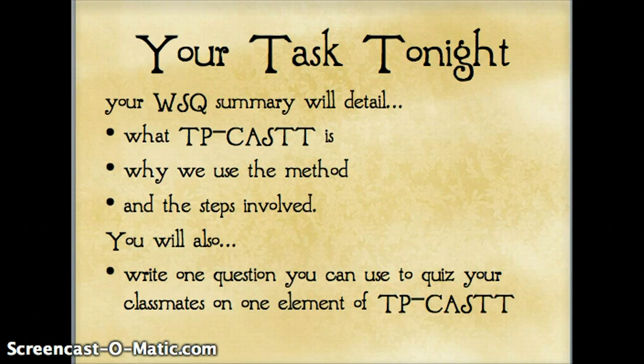So again, tonight your task is to write a summary on your whisk that details what a TP-CASTT is, why we use the method, and the various steps involved. And make sure that you also write one question that you can use to quiz your classmates at the beginning of class tomorrow on one element of TP-CASTT.